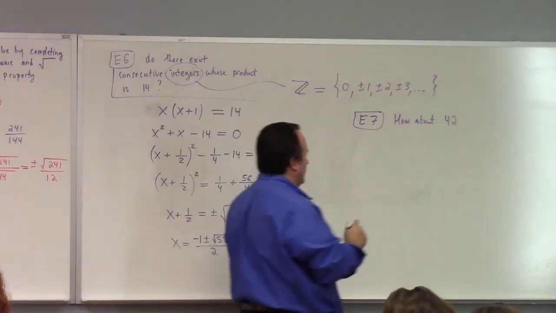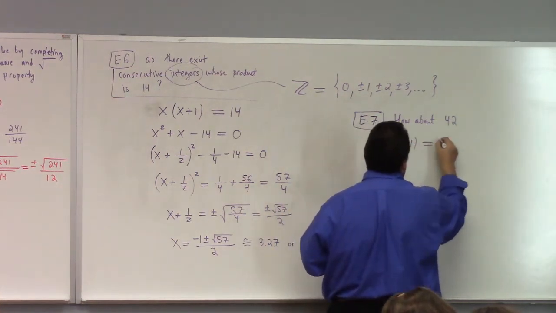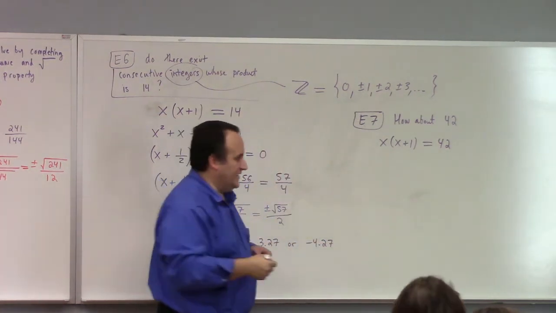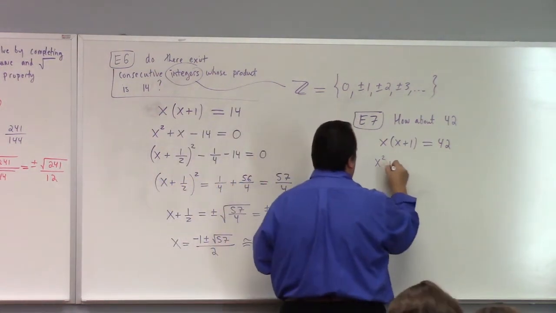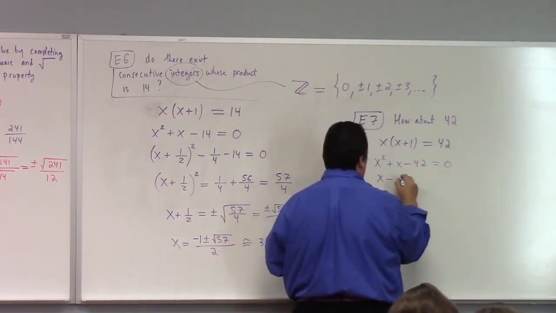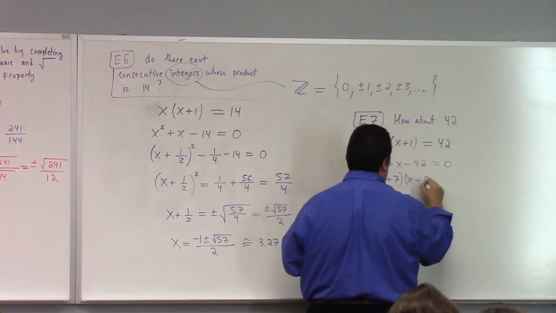Can you guys tell me? 6 and 7, very good. So then you're like, well, we don't need algebra for that, right? Yeah. But 6 and 7 is a good answer, but notice what happens here. We get x squared plus x minus 42 equal to 0, which gives us x plus 7 times x minus 6.